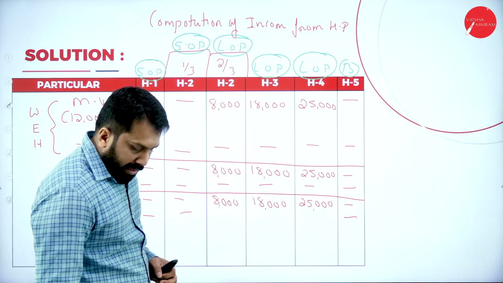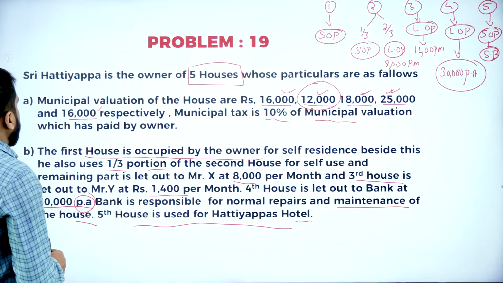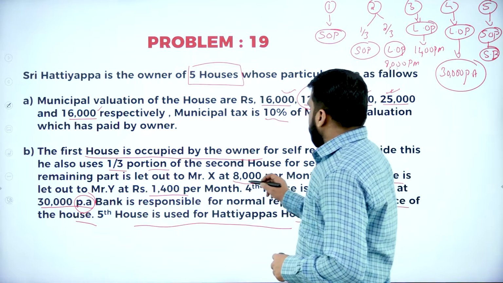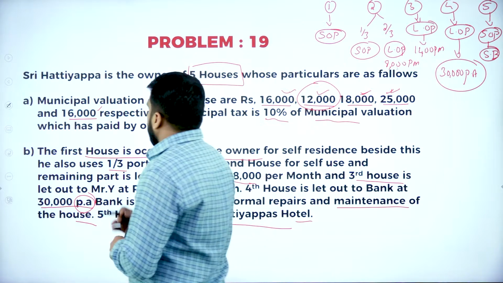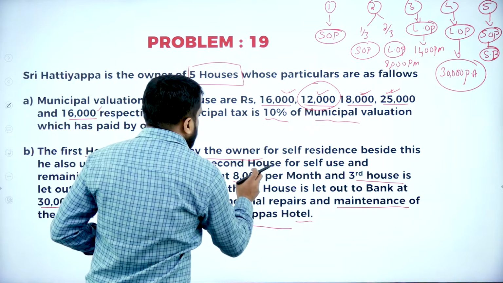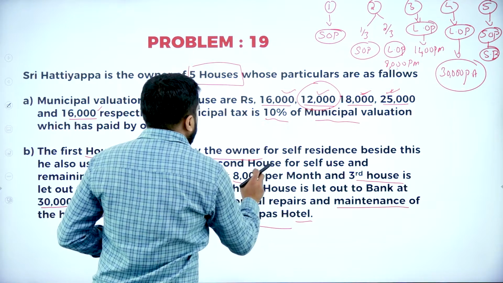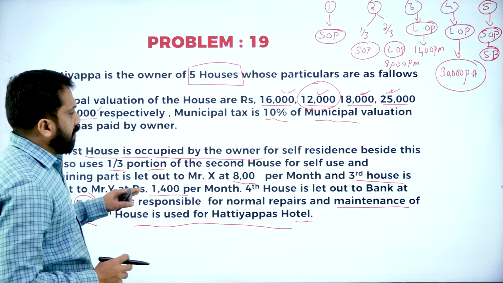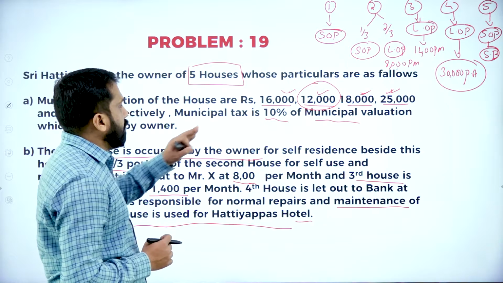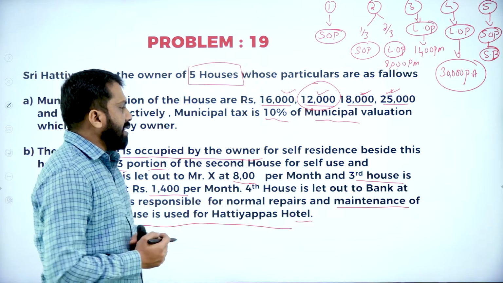96,000. So actual rent 8,000 into 12. Yes, I'll go back to the question here. How much is given per rent? 8,000 per month. We'll make a small correction here. It is not 8,000 per month, we will make it 800 per month. Why? Because it won't be 8,000 for that small house. Let it be 800 per month, because everything we have is around 1,400, 30,000 per annum. That's why we'll make it 800 per month.